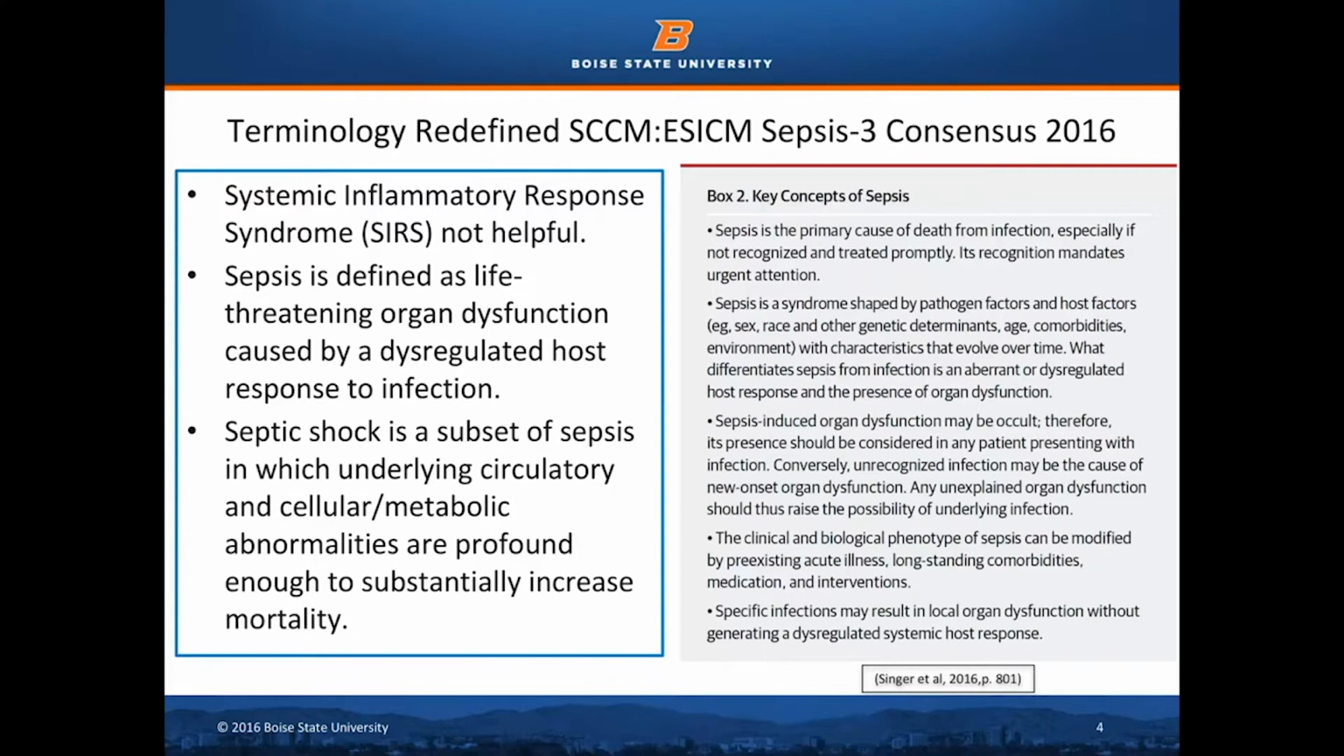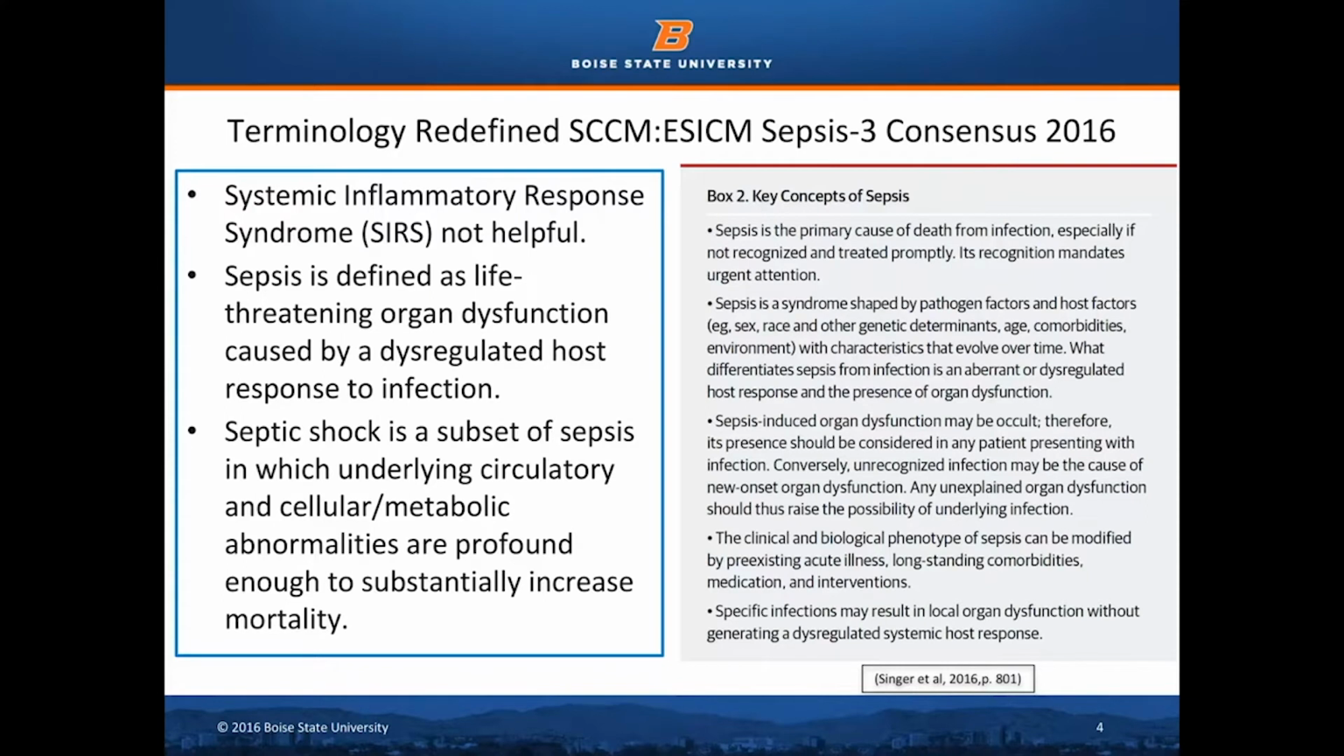So sepsis, that's the general term. That's the bigger umbrella, if you will, of life-threatening organ dysfunction caused by a dysregulated host response. Septic shock is a subset of that, in which there's hypotension, basically. So it's in which there are underlying circulatory and cellular metabolic abnormalities that are profound enough to increase mortality. And the hallmark of the shock part of it is the hypotension that goes along with it.